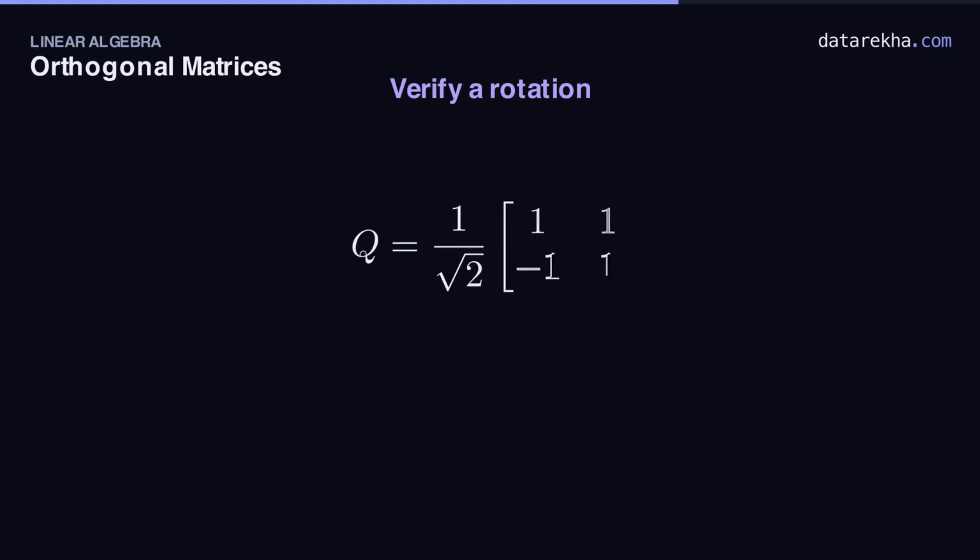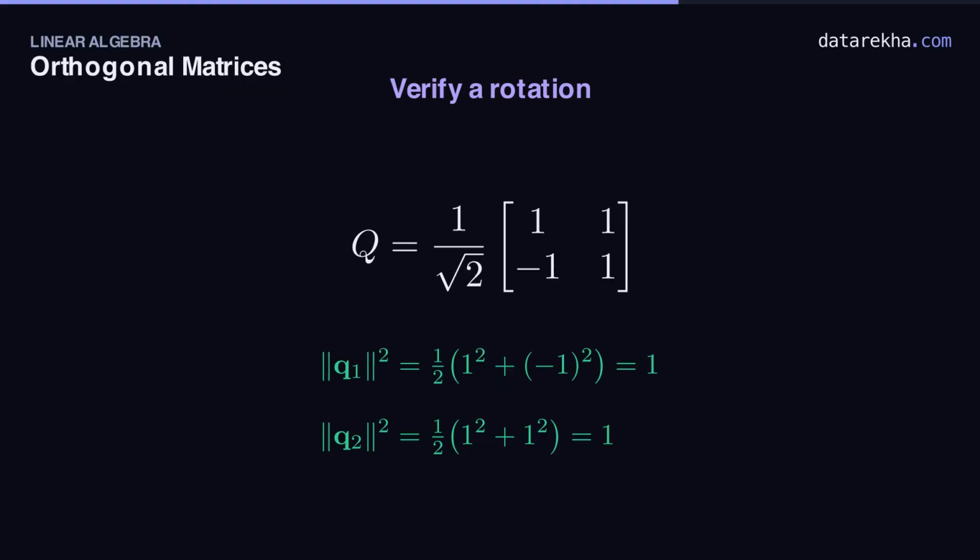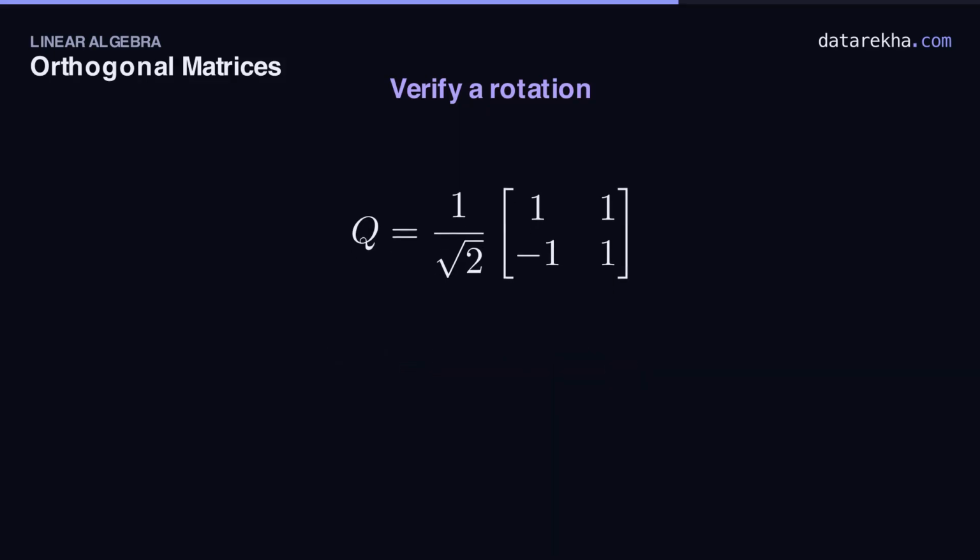Time to make it concrete. Is this matrix orthogonal? 1 over root 2 times [1, 1; -1, 1]. Let's run the checklist. First, the column lengths. Column 1, (1, -1) over root 2, has length squared a half times (1 plus 1). That is 1. Column 2 gives 1, too. Both are unit vectors. Next, are the columns perpendicular? Their dot product is a half times (1 minus 1), 0. So the columns are orthonormal and Q is orthogonal.